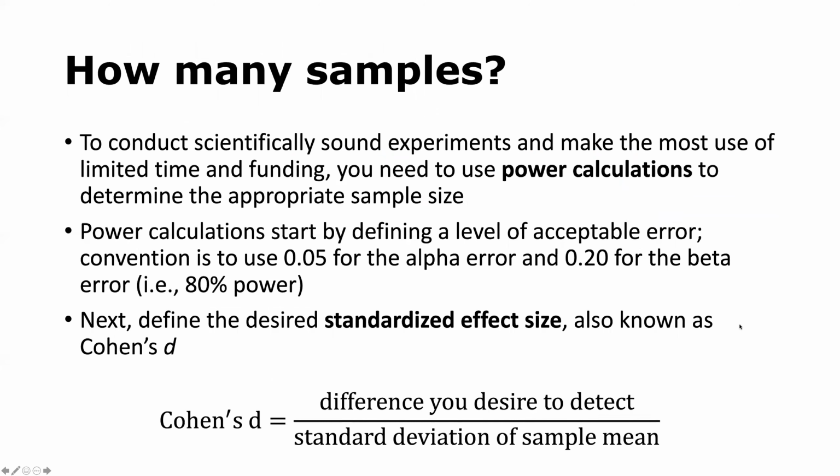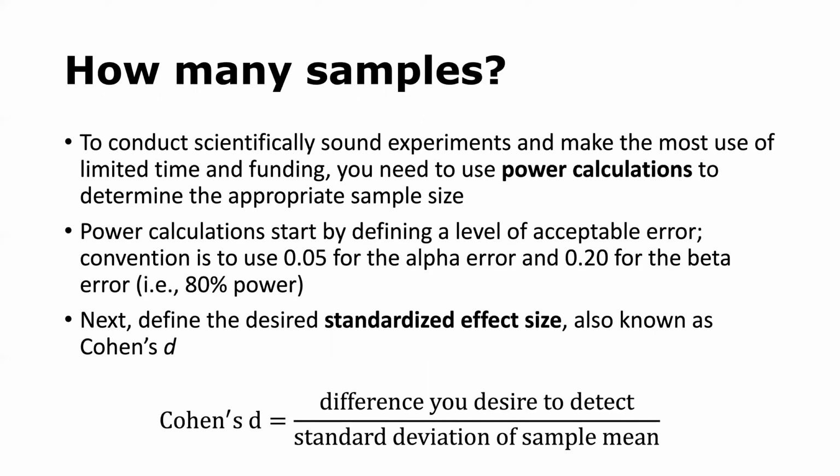The next question we need to answer is how many samples do we need to collect? So in order to conduct experiments that are scientifically sound and also make the best use of limited time and funding, we need to use something called a power calculation to determine the appropriate sample size. And when I say sample size here, I mean the statistical sample size, not the environmental sample volume.